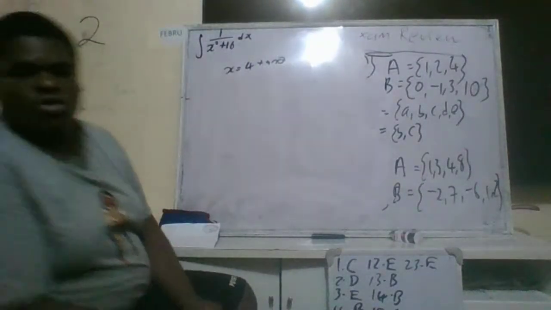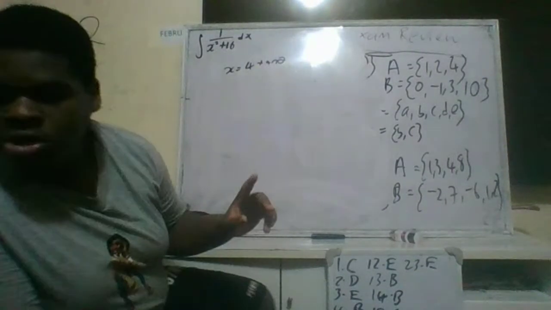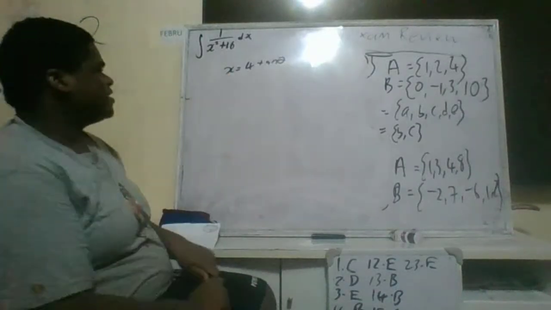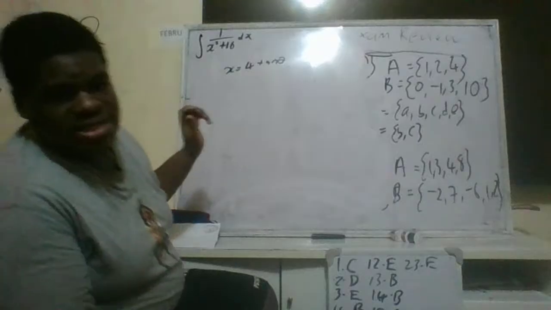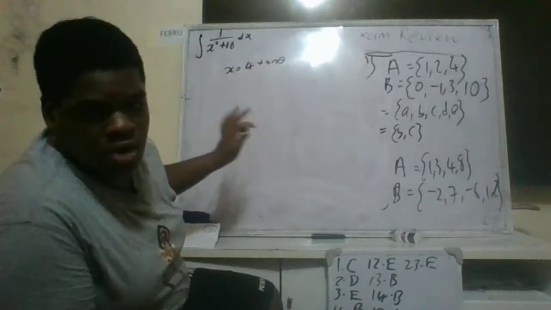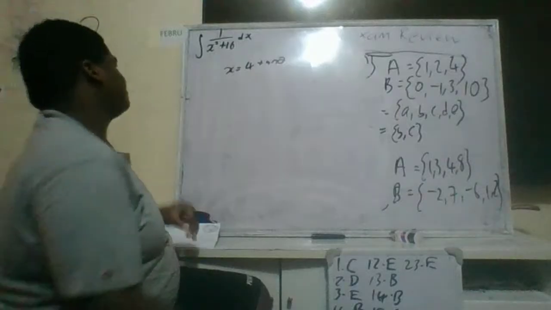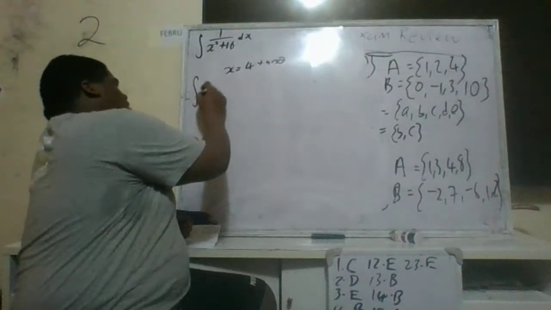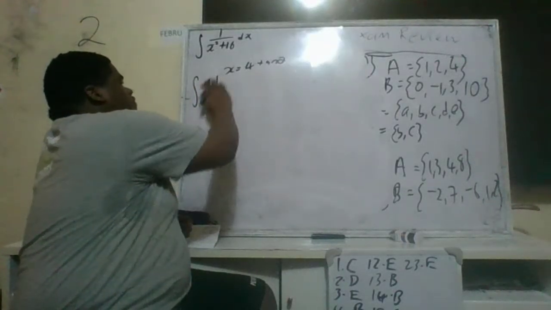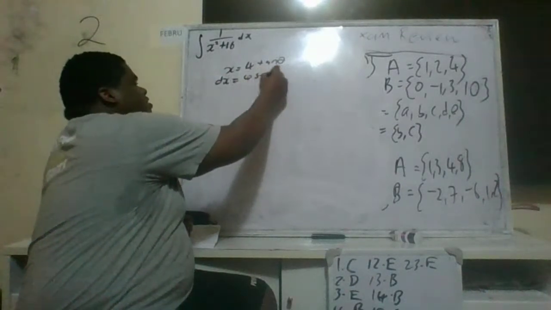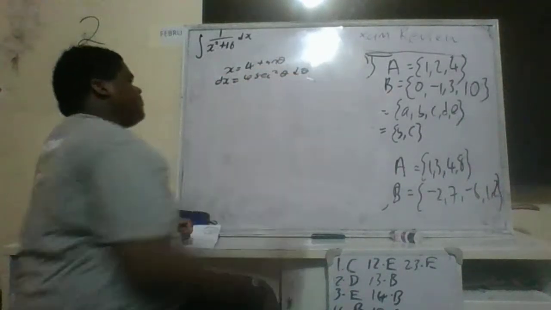To solve this question, we are going to apply trigonometric substitution and write x equals 4 tan theta. And remember, I already showed you how to get which one you're going to use before. So for this question, I'm going to use x equals 4 tan theta. When you differentiate, dx will equal 4 sec squared theta d theta.